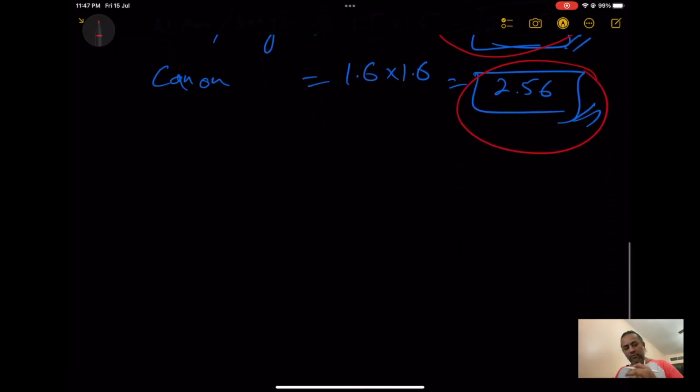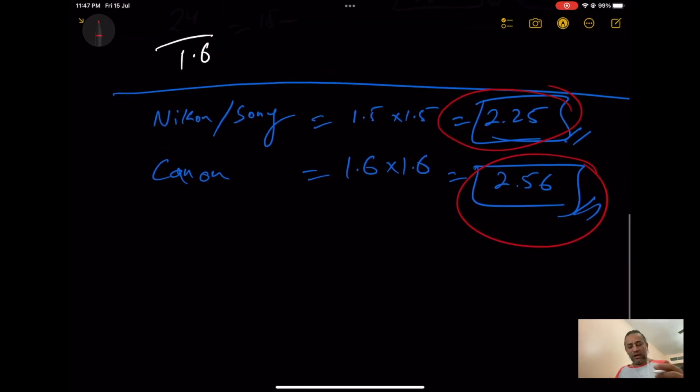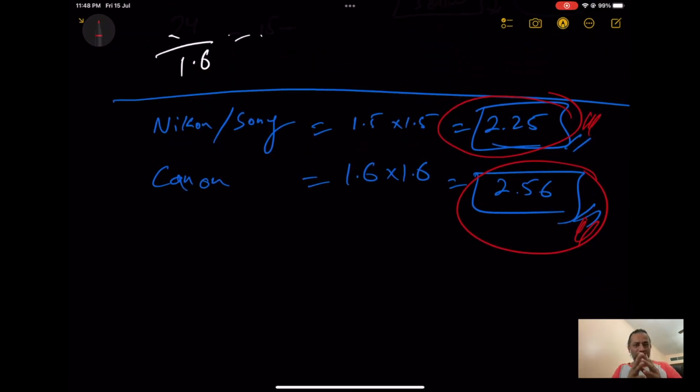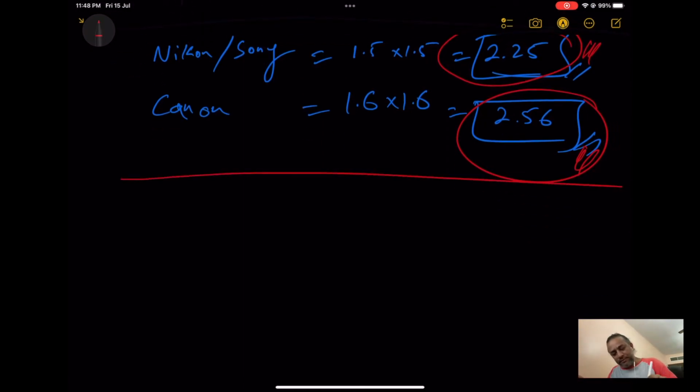So now let's see next how these two numbers, which are 2.25 and 2.56, are going to affect the calculation, and this calculation will answer the question which was asked: if I use a crop sensor lens on a full frame, will the output of the full frame turn out to be like a crop sensor, or will it still be like full frame? That's what we are going to explore now. So now you understand these two terms, 2.25 and 2.56. Done. Now we're going to step next.